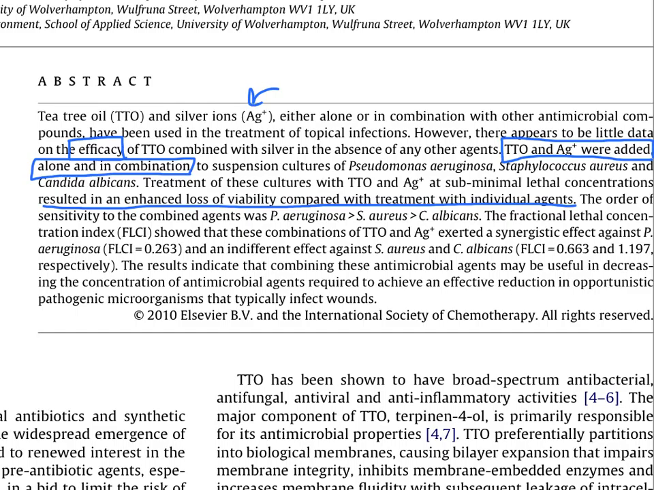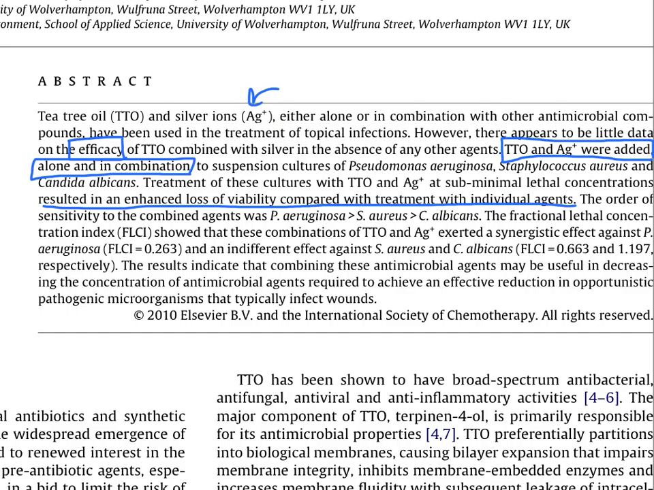Showed the combinations of tea tree oil and silver had a synergistic effect. What is a synergistic effect? Synergy, when things work together. So a synergistic effect is two things becoming more efficient, higher efficacy, because they're working together rather than working independently. Against the Pseudomonas, they worked together and it was better to use them.